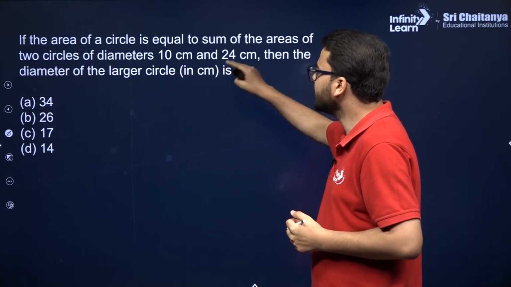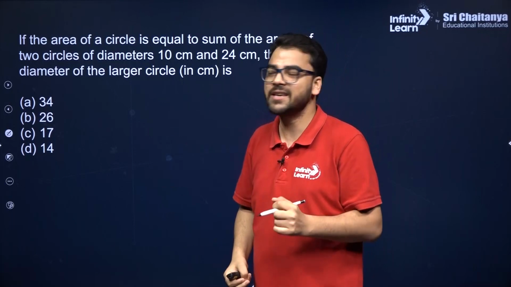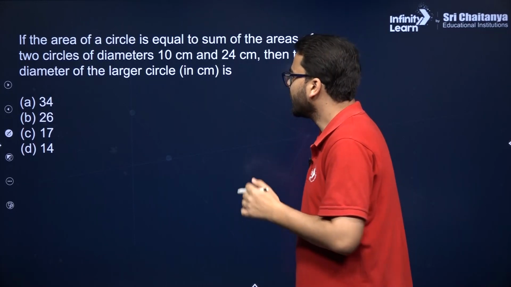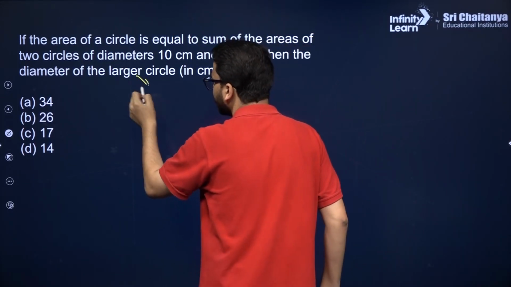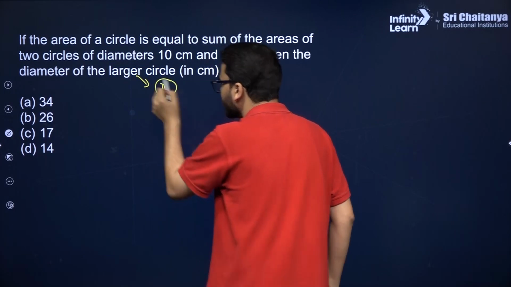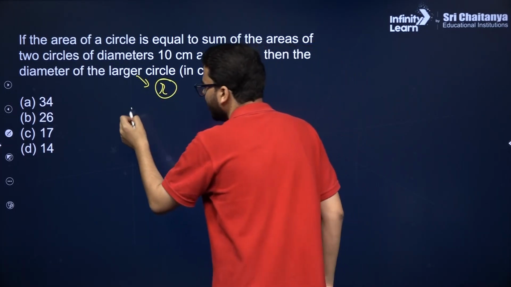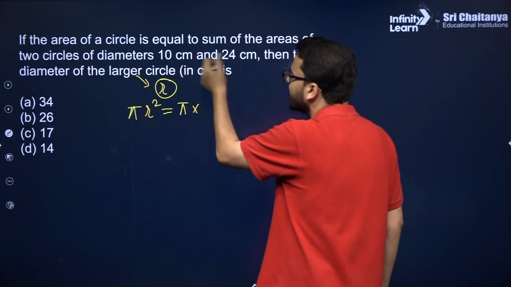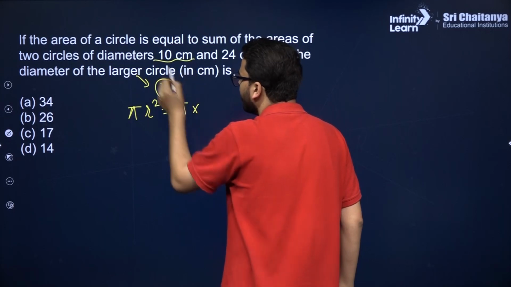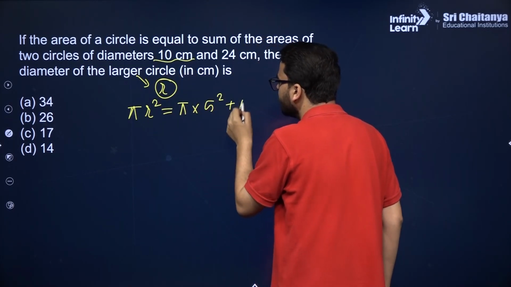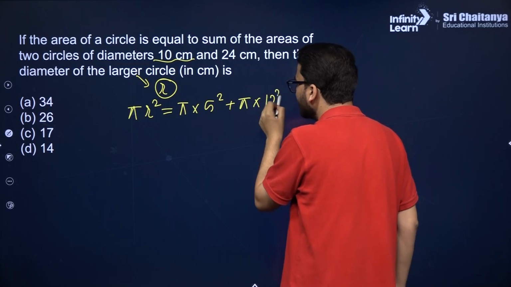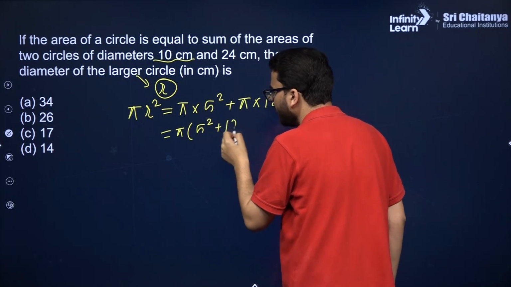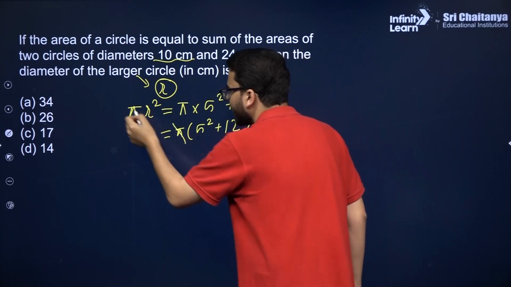If the area of a circle is equal to the sum of the areas of the two circles of these diameters, then find the diameter of the larger circle. Suppose you don't know its radius, so let us assume its radius to be r. So area of this circle, that is pi r square, is equal to the area of the circles of these diameters. So radius will be what? 5 plus pi into radius is 12. You can just simplify, take pi as common. Don't put the value of pi, it will waste your time. So take pi as common, it will get cancelled out over here.